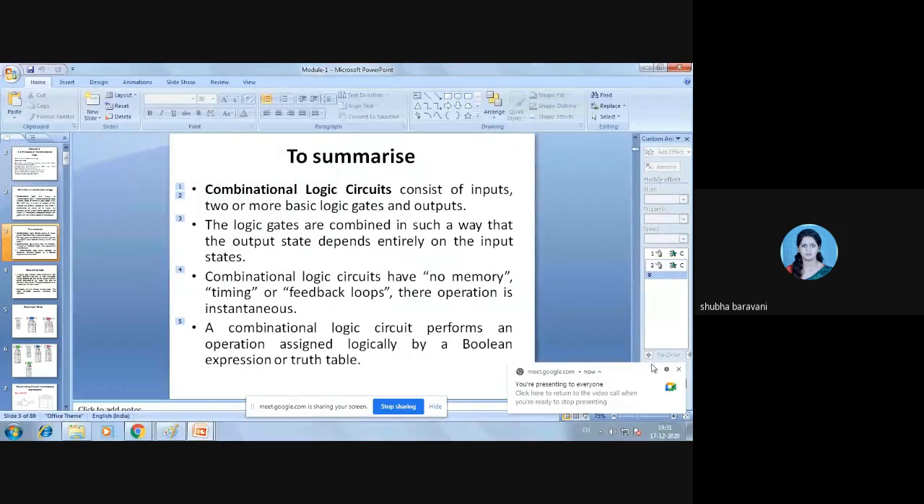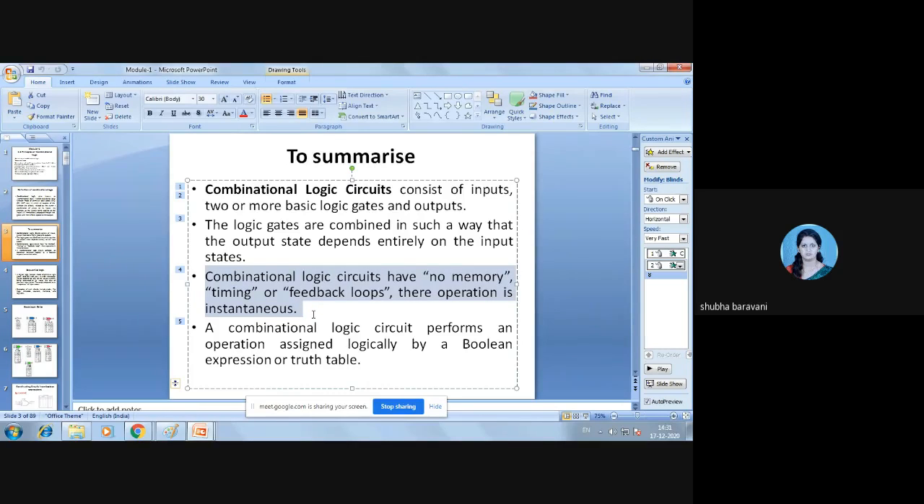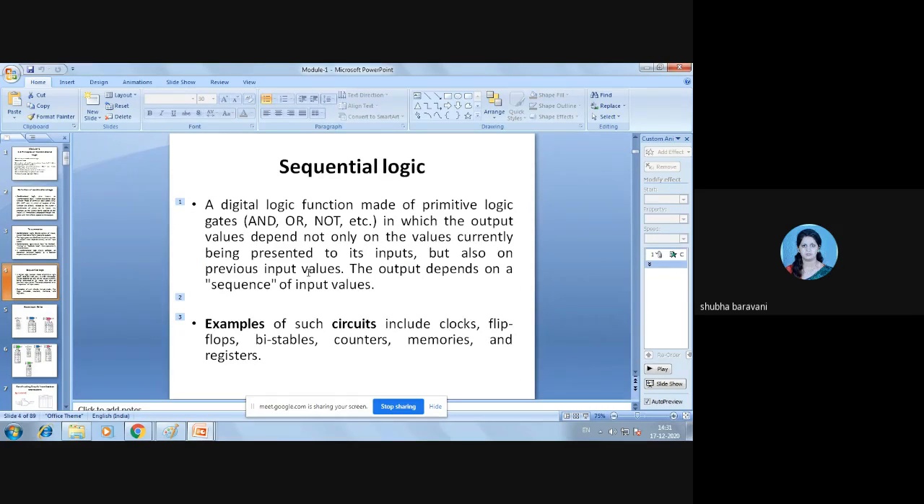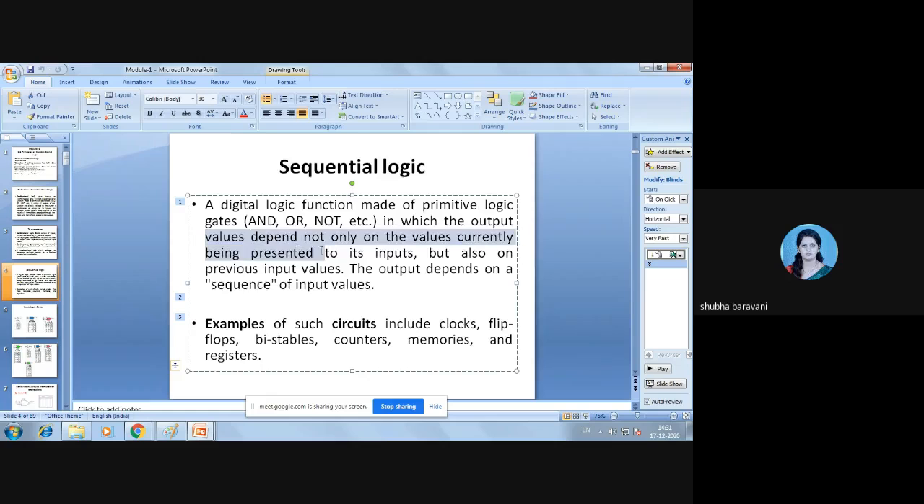So see, these were your combinational circuits. The important point is this: it had no memory, no timing, no feedback loops. Their operation is instantaneous. These were your combinational circuits. When I talk about sequential circuits, the output values depend not only on the values currently being presented to its input, but also on the previous input values. So these are my sequential circuits.